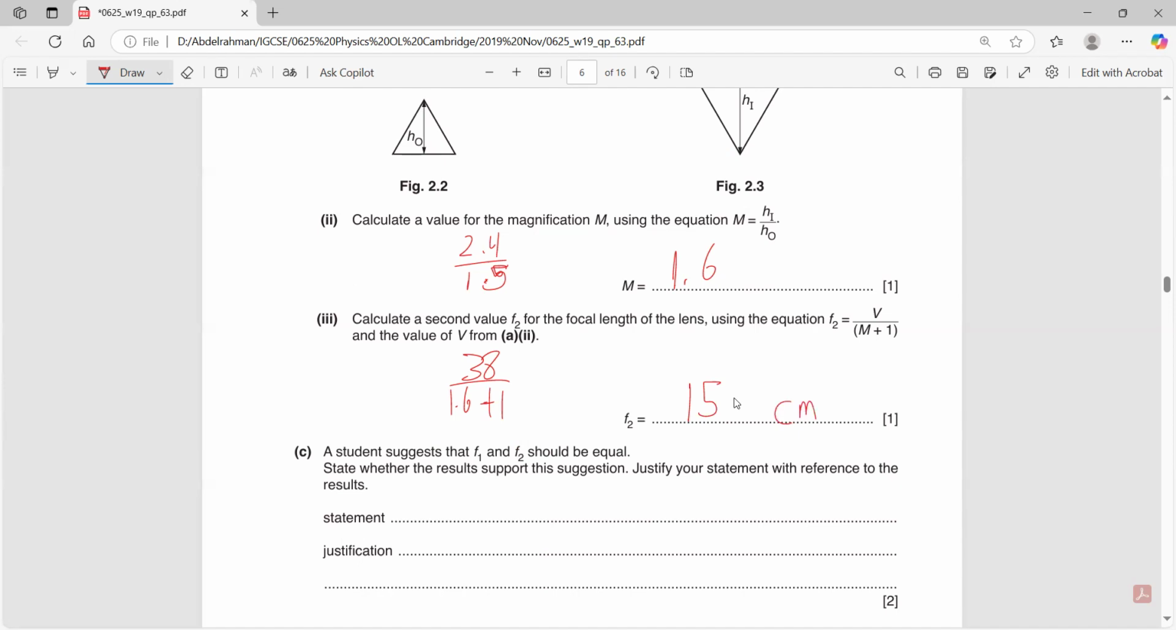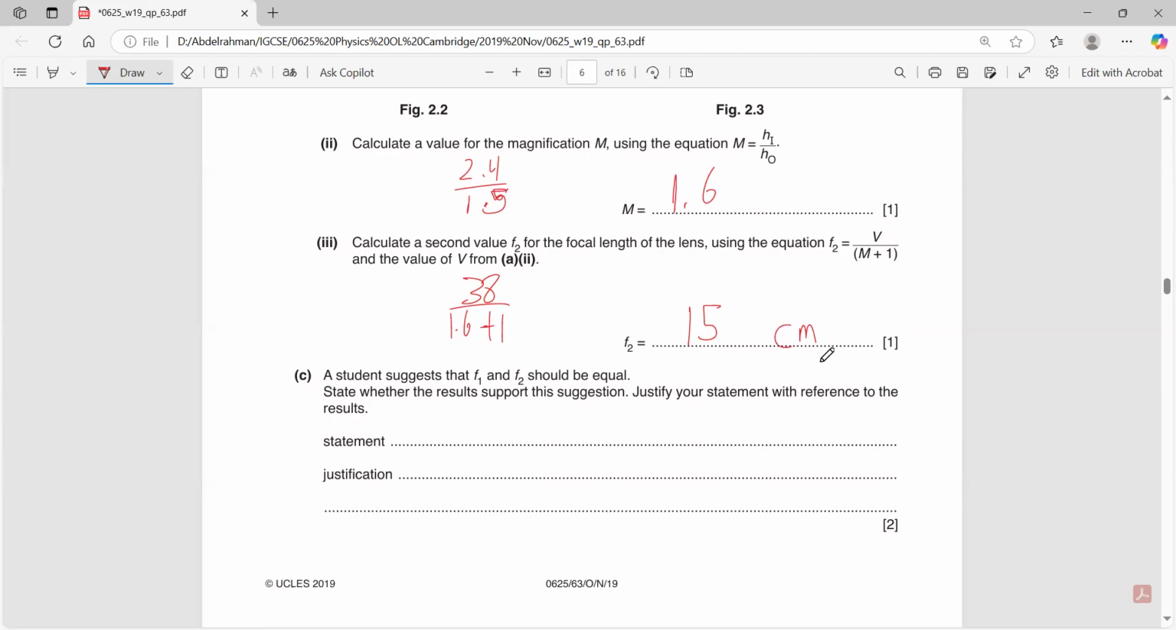Are f1 and f2 equal? Yes, they are equal. Even if you wrote down f2 to be 14.6, it would still be equal to 15, which was f1. You have to say that the values are close and within the limits of experimental accuracy.